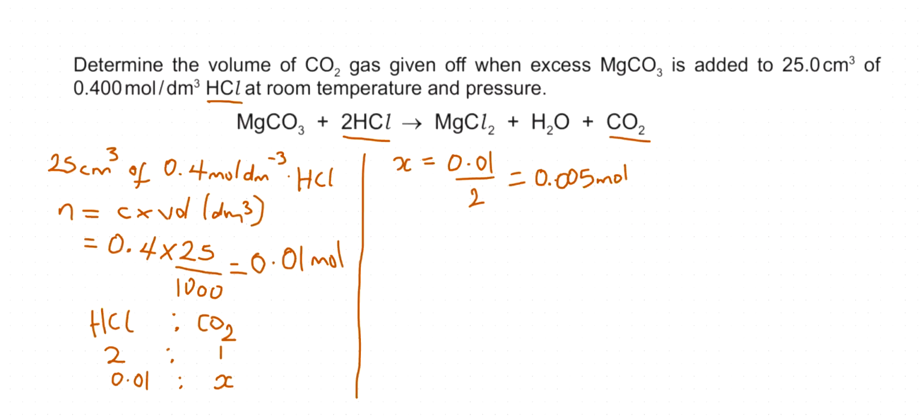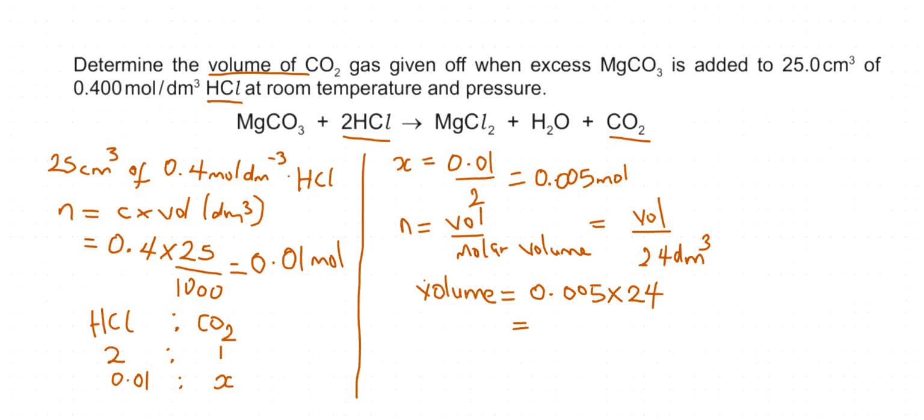Since we have gotten the number of moles of carbon dioxide that is being given off, and we are asked to calculate the volume of carbon dioxide gas given, all we have to do is convert this number of moles to volume. Remember, the relationship between number of moles and volume goes thus: volume divided by molar volume. The molar volume at room temperature is still 24 decimeter cube. So we're going to slot that into that. So now converting that will give us this.